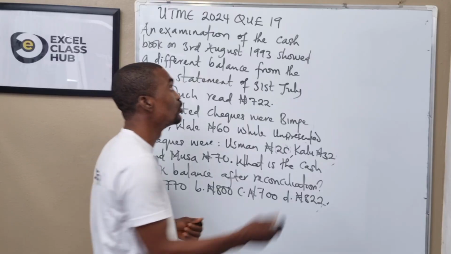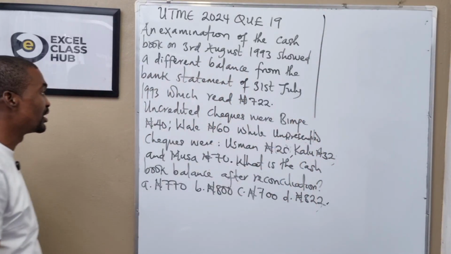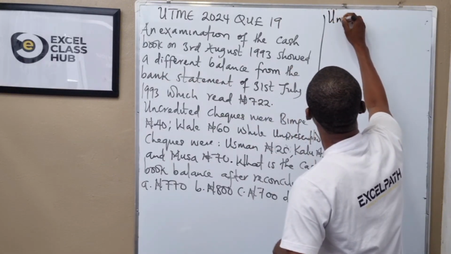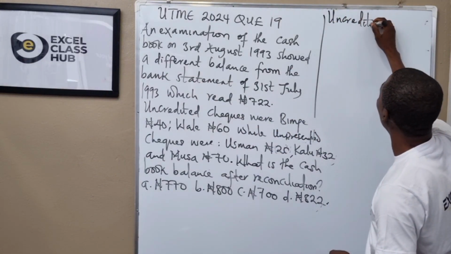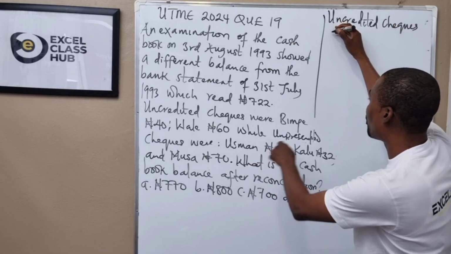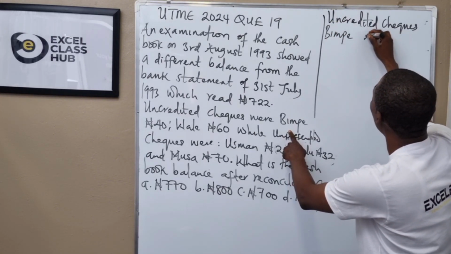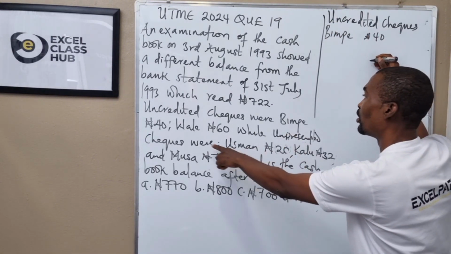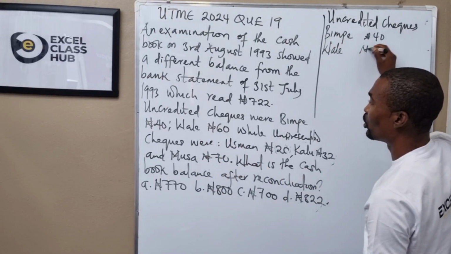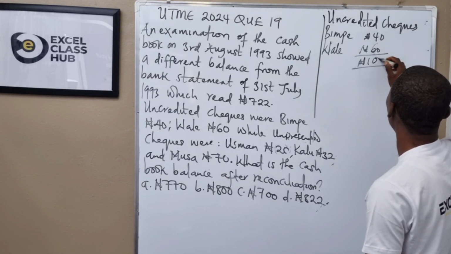So what are we going to do? First, let us add together the unpresented and uncredited check that we are having. We have uncredited checks. The first person we have is Bimpe, which is 40 naira. Then we have Wale, which is 60 naira. So when we add these two together, we have 100 naira.